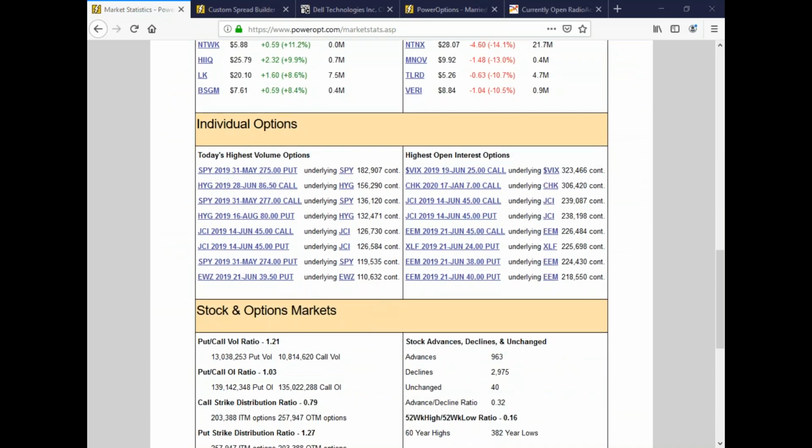We used to show this as a pod, but we took it off. The reason is that most of the time, it was the same two or three securities you'd see in this list every day. The highest contracts, highest volume options, it's going to be SPY. HYG and JCI are kind of interesting.